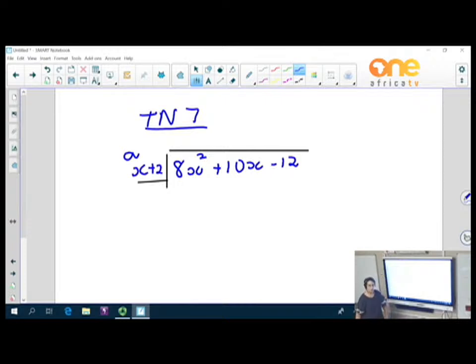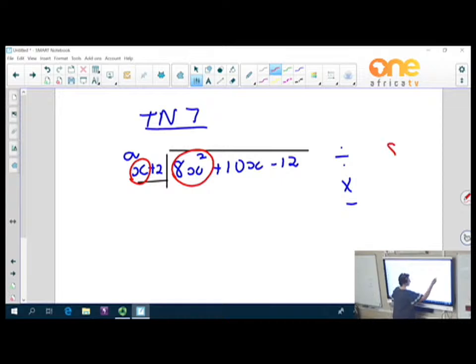Now, we're going to apply the 3 steps. Divide, multiply, subtract. That's what we're going to do now, as you've learned in grade 3. Right. How many times will x divide into 8x squared? So what you actually do is 8x squared divided by x. That is then 8x times. Subtract your indices there. So I've divided.